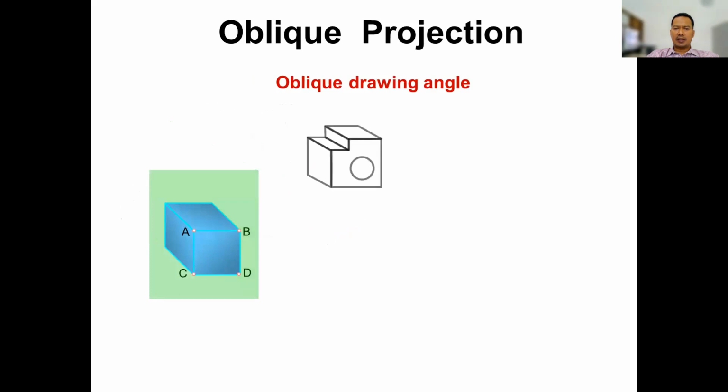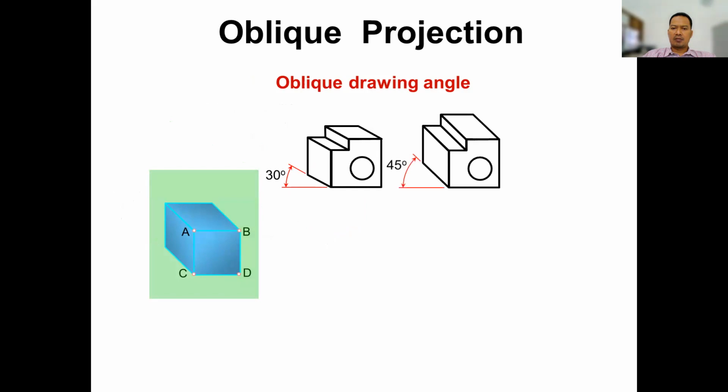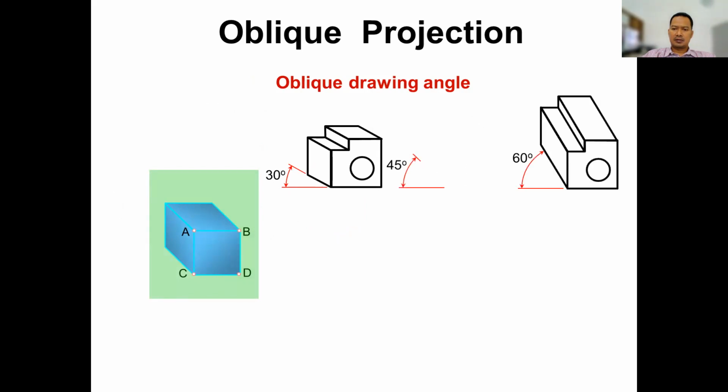And then the oblique drawing angle. For example, we have 30 degrees, and then 45, and then 60 degrees. So actually we usually use 45 or 30 degrees.